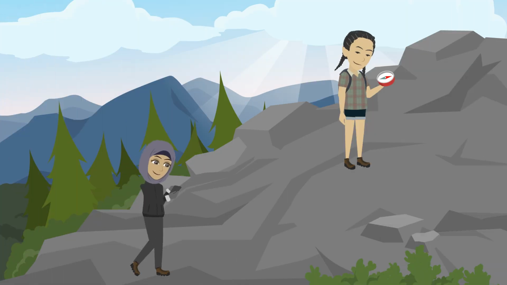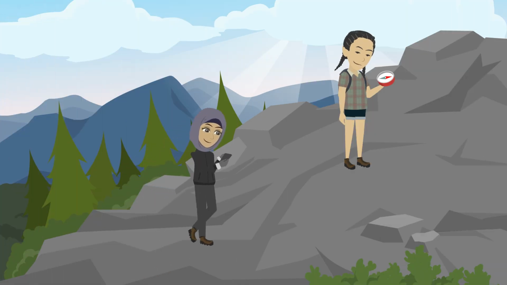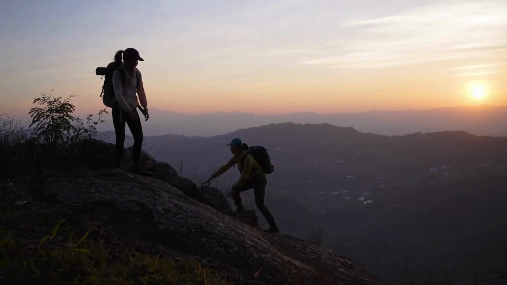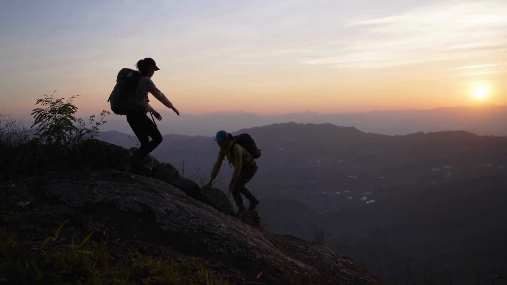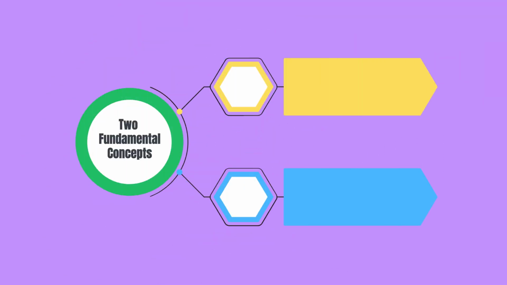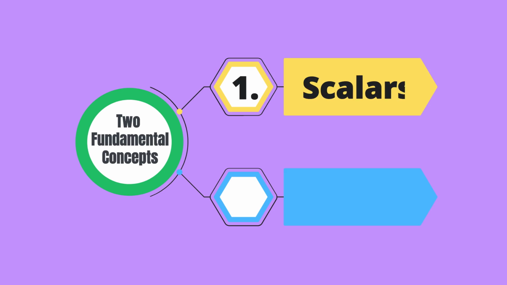Picture this. You're on an adventurous hike navigating through lush forest and winding trails with your trusty GPS in hand. As you walk, you begin to wonder, how far have I actually traveled? If I wanted to head straight back to where I started, how would I figure out the shortest route? To answer these questions, we need to call on two fundamental concepts from physics, scalars and vectors.